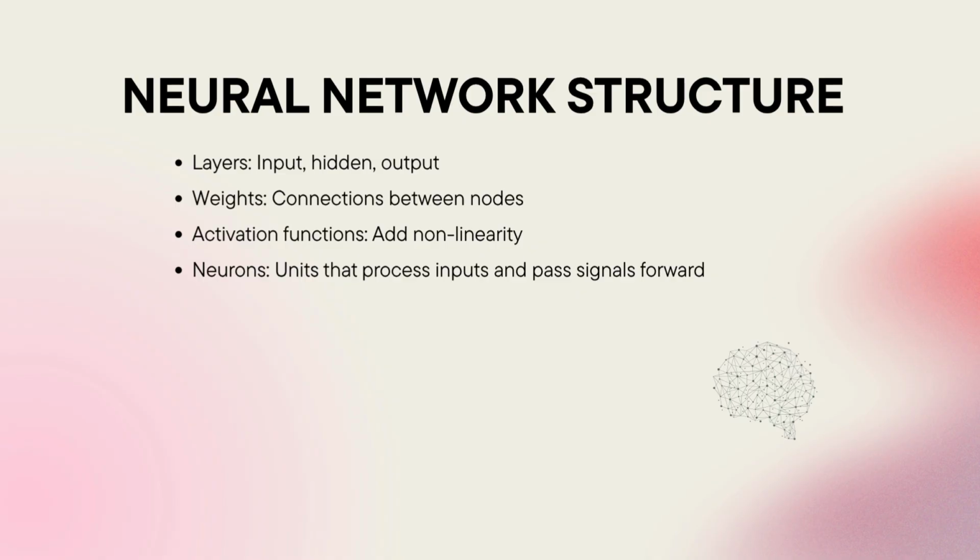To allow networks to capture nonlinear patterns, neurons apply activation functions such as sigmoid, ReLU, or tanh. Without these, networks would only model straight line relationships. Together, layers, weights, and activations create a flexible system capable of learning highly complex mappings from input to output, the essence of artificial intelligence.